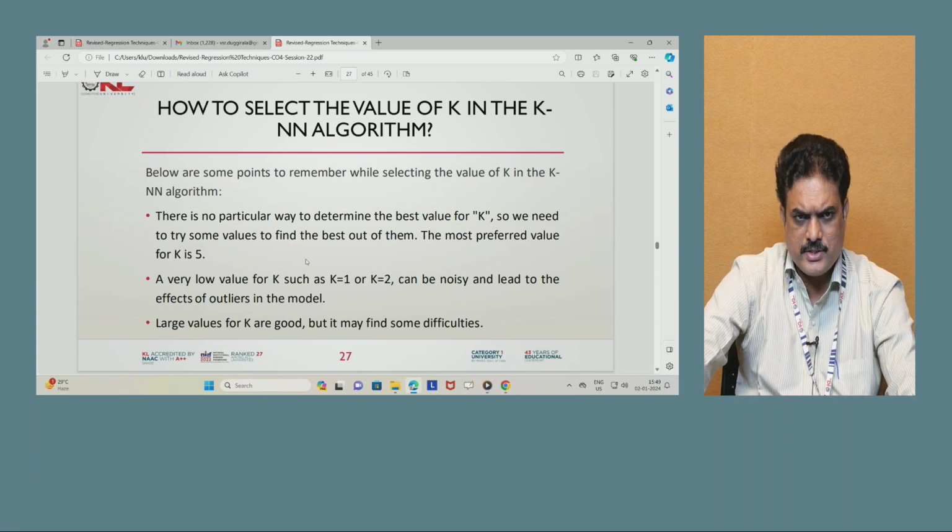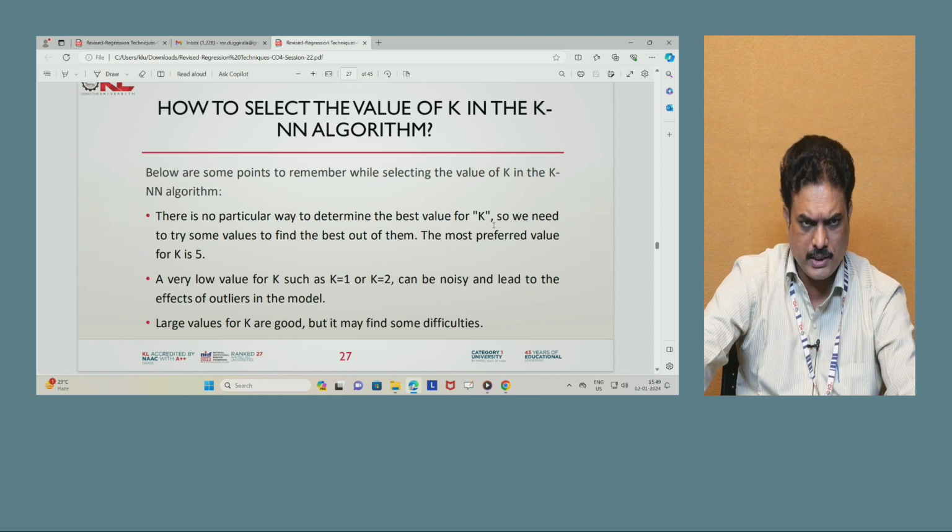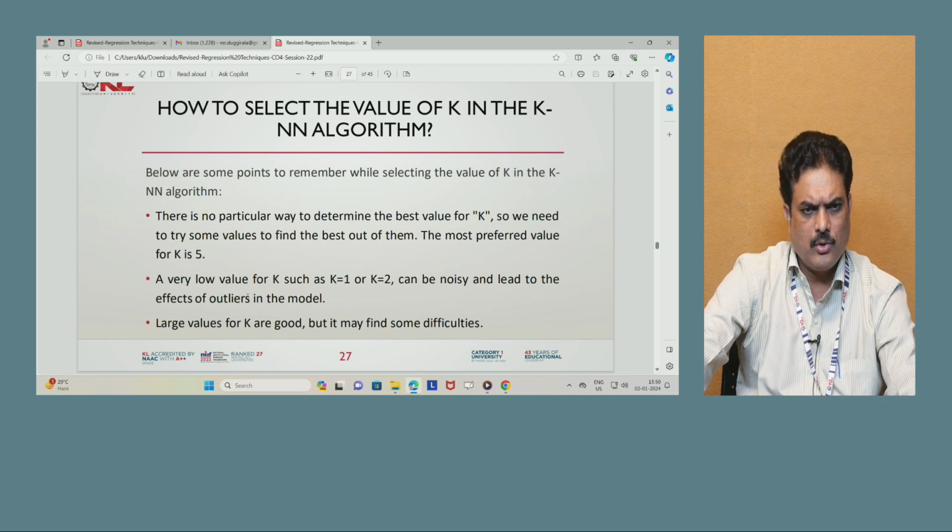Below are some points to remember while selecting the k value in the KNN algorithm. There is no particular way to determine the best value for k, so we need to try some values to find the best out of them. The most preferred value for k is 5. A very low value for k, such as k equal to 1 or k equal to 2, can be noisy and lead to the effects of outliers in the model. Large values for k are good, but it may find some difficulties.